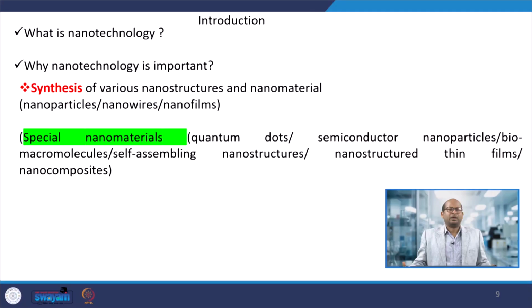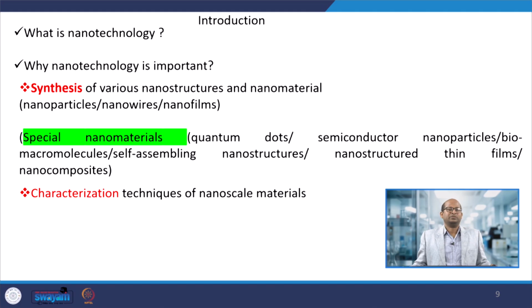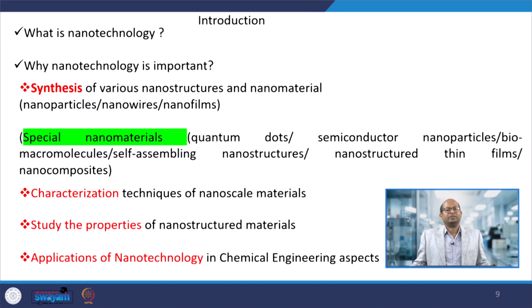There are so many materials we are using, such as semiconductors, quantum dots, biomacromolecules, self-assembling nanostructured materials, nanostructured thin films and nanostructured composites. Once we prepare those materials by a particular synthesis method, we will use characterization techniques to characterize them, and then we will study the various properties of the materials we synthesize. Then we will discuss the applications of nanomaterials. Whatever we synthesize and discuss will be from the chemical engineering aspect. Okay, at the beginning we will discuss the history of nanoscience.